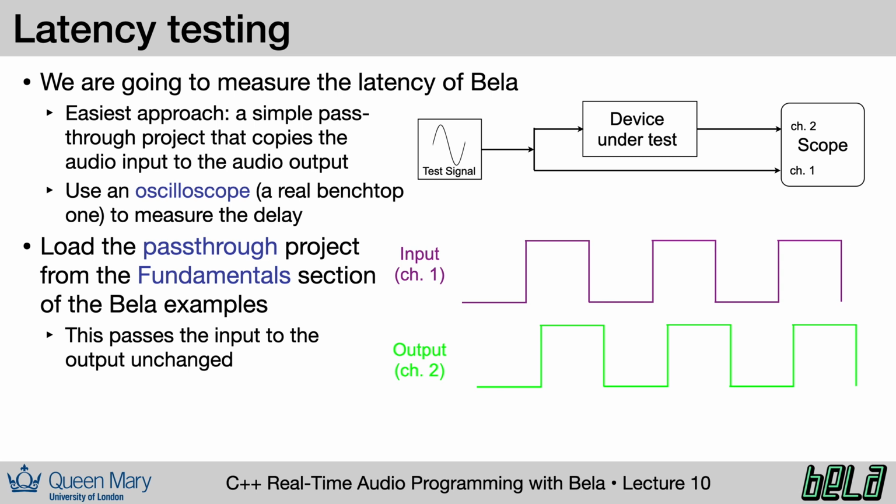Going back then to our test setup, what we're going to do is use the function generator to create a signal with really obvious edges. We're going to pass that signal through the Bela board, and we'll use two different channels of the oscilloscope to measure the input signal and the output signal. The difference between them in time will give us our latency.